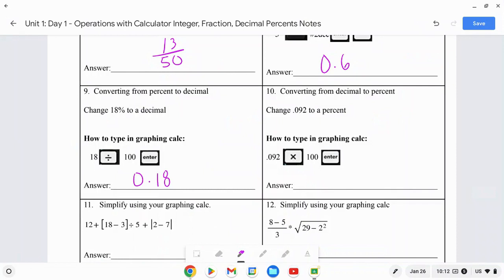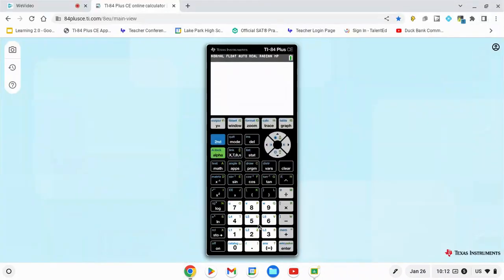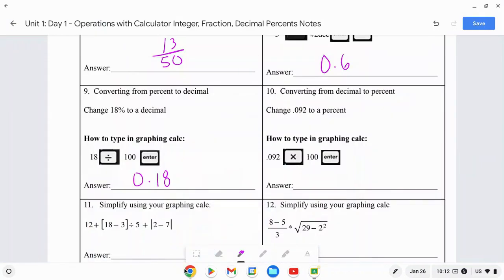So if we want to go in the other direction, if we want to convert from a decimal into a percent, we're going to multiply by 100 instead of divide by 100. So 0.92, or I'm sorry, 0.092. So I'm going to start by typing in 0.092 and then hit times 100 to convert it into a percentage. So 0.092 as a percentage would be 9.2%.